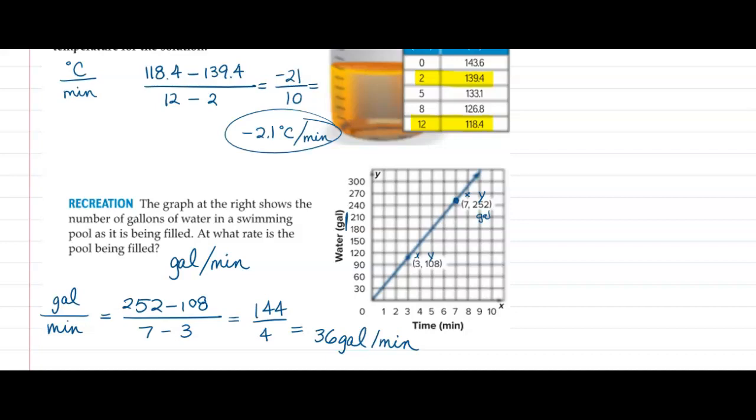Now, when we have constant rates of change, you can pick any 2 points on the curve or any 2 points in the chart. In fact, in our first example here, I could have easily picked these 2 points. And when I subtract 126.8, I would get negative, whoops, switch back to my pen, negative 8.4. And when I subtract 8 and 12, I'd have 4. And when I simplify that, I would still get negative 2.1. The same will be true here.